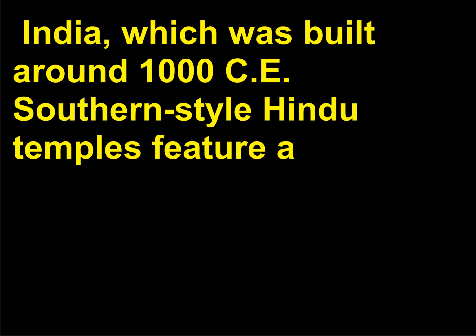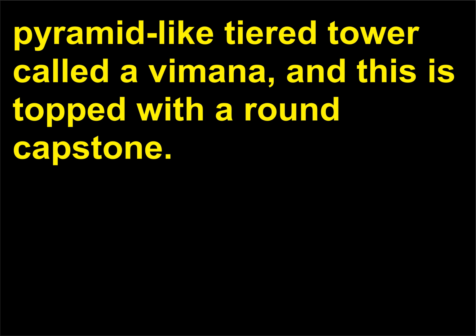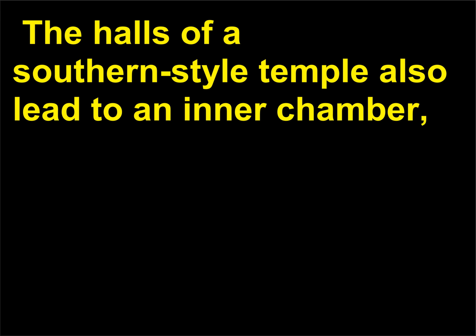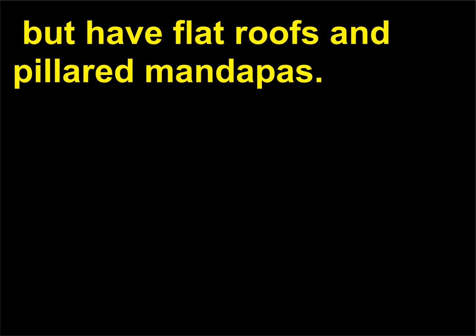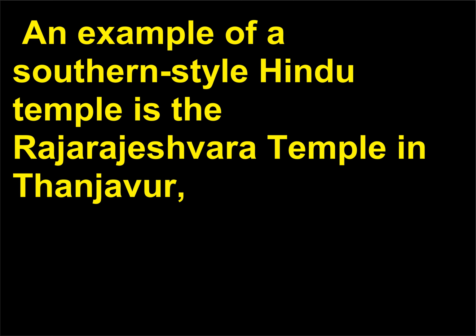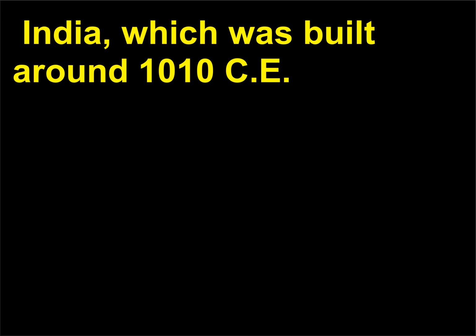Southern-style Hindu temples feature a pyramid-like tiered tower called a vimana, and this is topped with a round capstone. The halls of a southern-style temple also lead to an inner chamber, but have flat roofs and pillared mandapas. An example of a southern-style Hindu temple is the Rajarajeshvara temple in Thanjavur, India, which was built around 1010 CE.